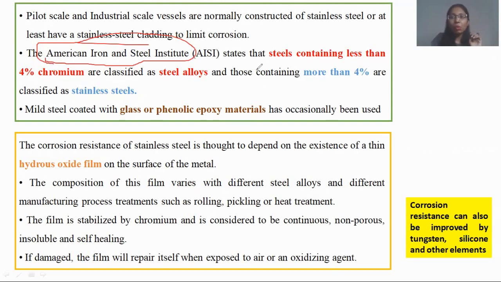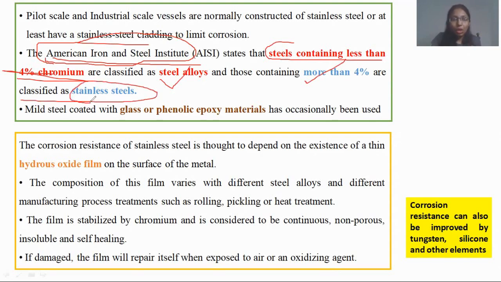So let's see who governs this. The American Iron and Steel Institute governs this. It says that steels that contain less than 4% chromium are steel alloys, and those containing more than 4% chromium are classified as stainless steels. Now sometimes mild steel coated with glass or phenolic epoxy materials has also been used.